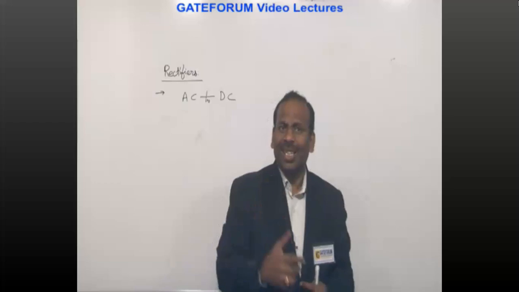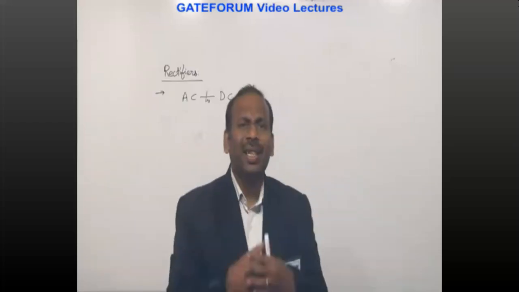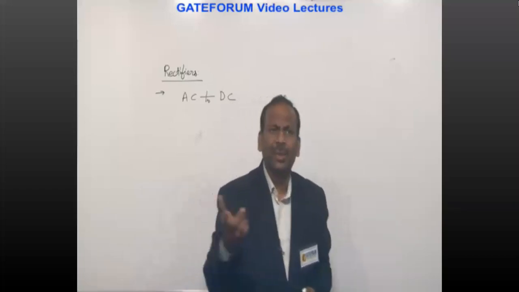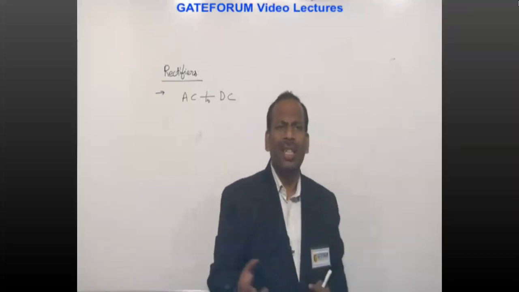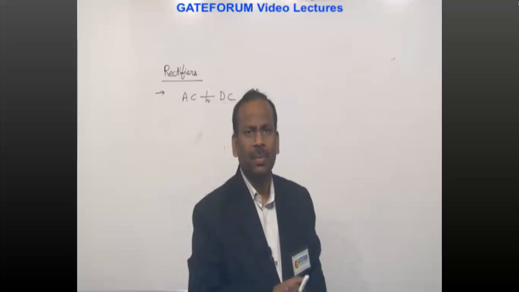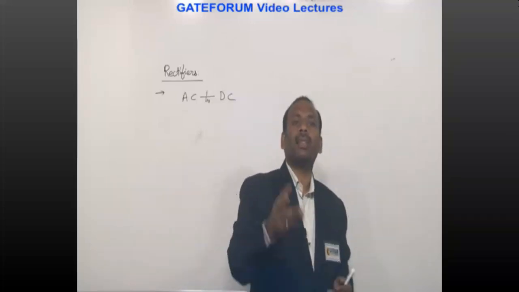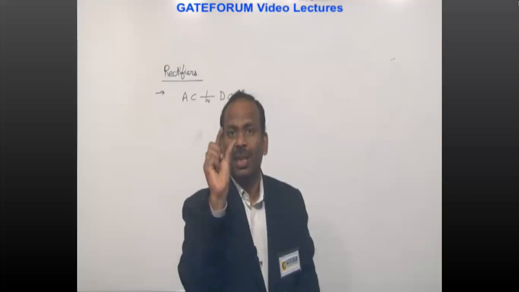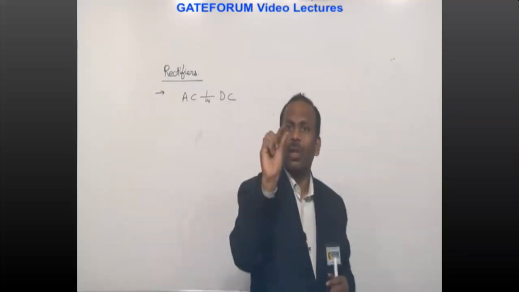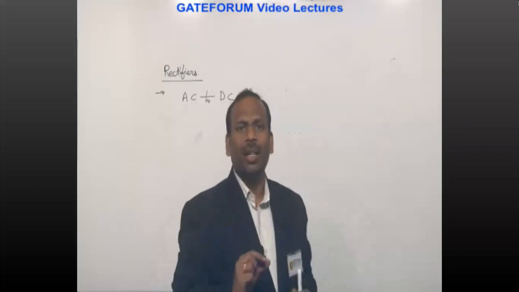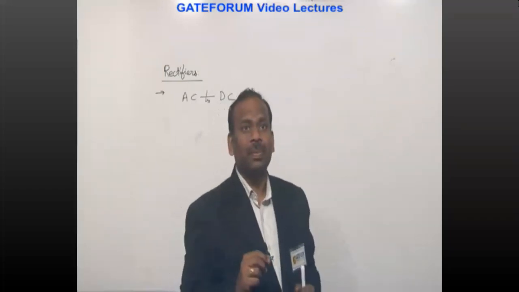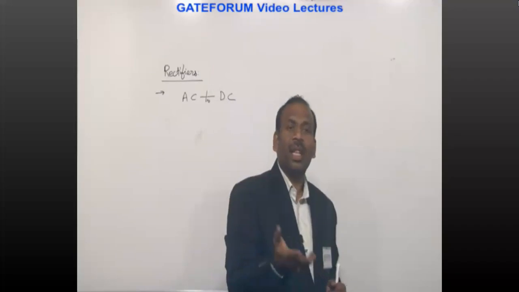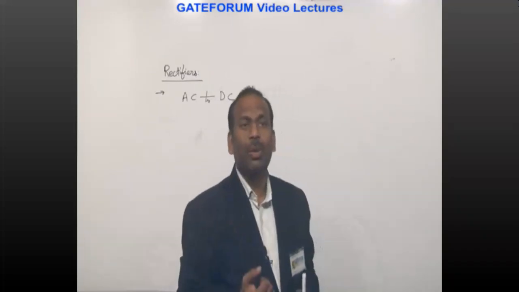Now the question is, why can't we directly get DC? Are DC sources not available directly? Yes, they are available. Example, batteries. In your torchlight you are using this size battery, on your wall clock you are going to use this size battery. Those are called dry cells. And inverter, in your household, is also nothing but a DC source.